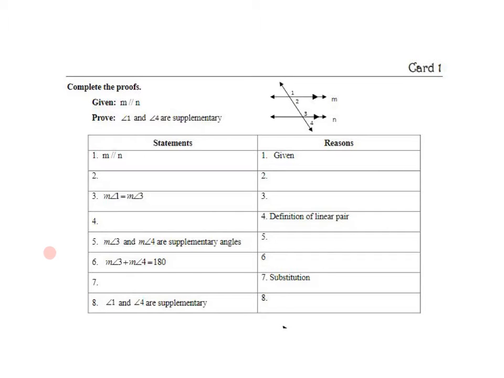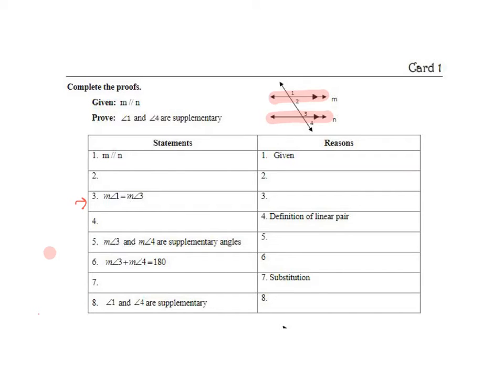All right, in this proof we are given that M is parallel to N, and we are asked to prove that angle 1 and angle 4 are supplementary. So I'm going to use what has been given to me here. The first statement and reason are filled out, but I'm going to look at this third statement here.